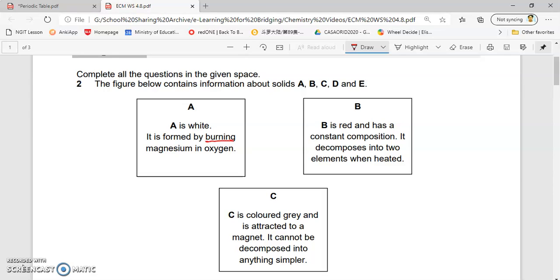So A, you can see burning magnesium and oxygen together, two different elements, heat involved, hence this must be a compound. Okay. B has a constant composition. This tells you it cannot be a mixture. It tells you that it decomposes into two elements, so B consists of two elements. Okay, it undergoes thermal decomposition, so therefore B is a compound.